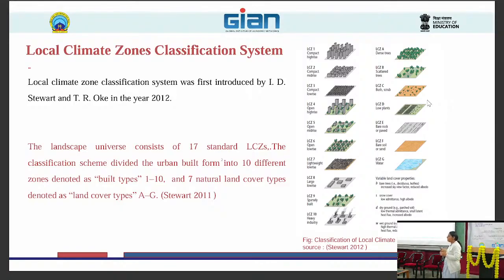What should be the ideal height, density, form, and compactness that we should adopt to mitigate the heat stress or heat island effect at the human scale?